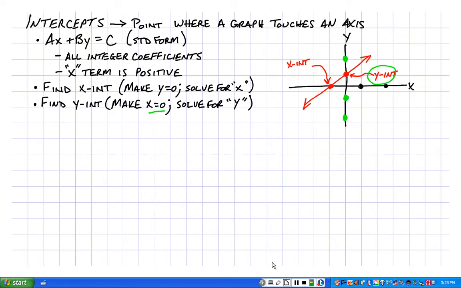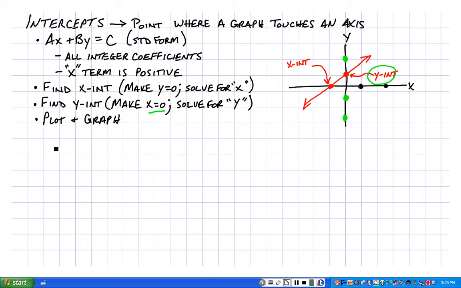Once we've found both intercepts, we can simply plot the intercepts and graph. Plot the points and connect them with a line. That's all we're saying. Plot the points and graph. Okay, so let's look at some examples.